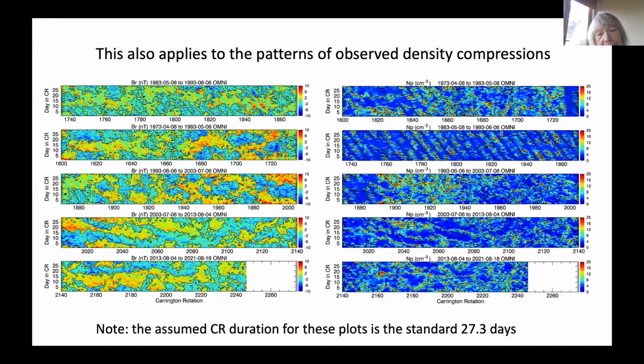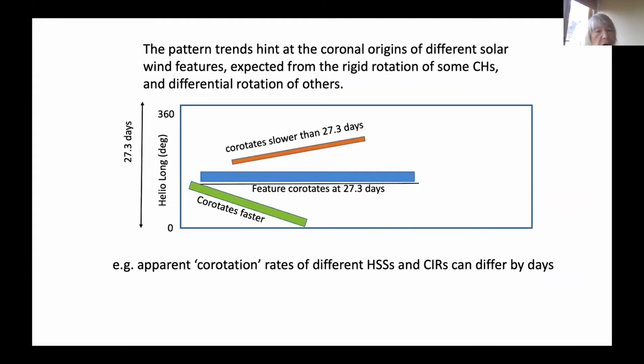Next, please. The next is, I think, just the density counterpart, and you can see the density ridges following those polarity boundaries. Next, please. So the other thing to note is that the slopes of those features are not horizontal, which would be true if they were really co-rotating, in quotes, at the nominal Carrington rotation length of 27.3 days. Some of those high-speed stream features rotate, or co-rotate, if you would like, faster than the Carrington rotation speed, and others co-rotate slower if they're sloping upward.